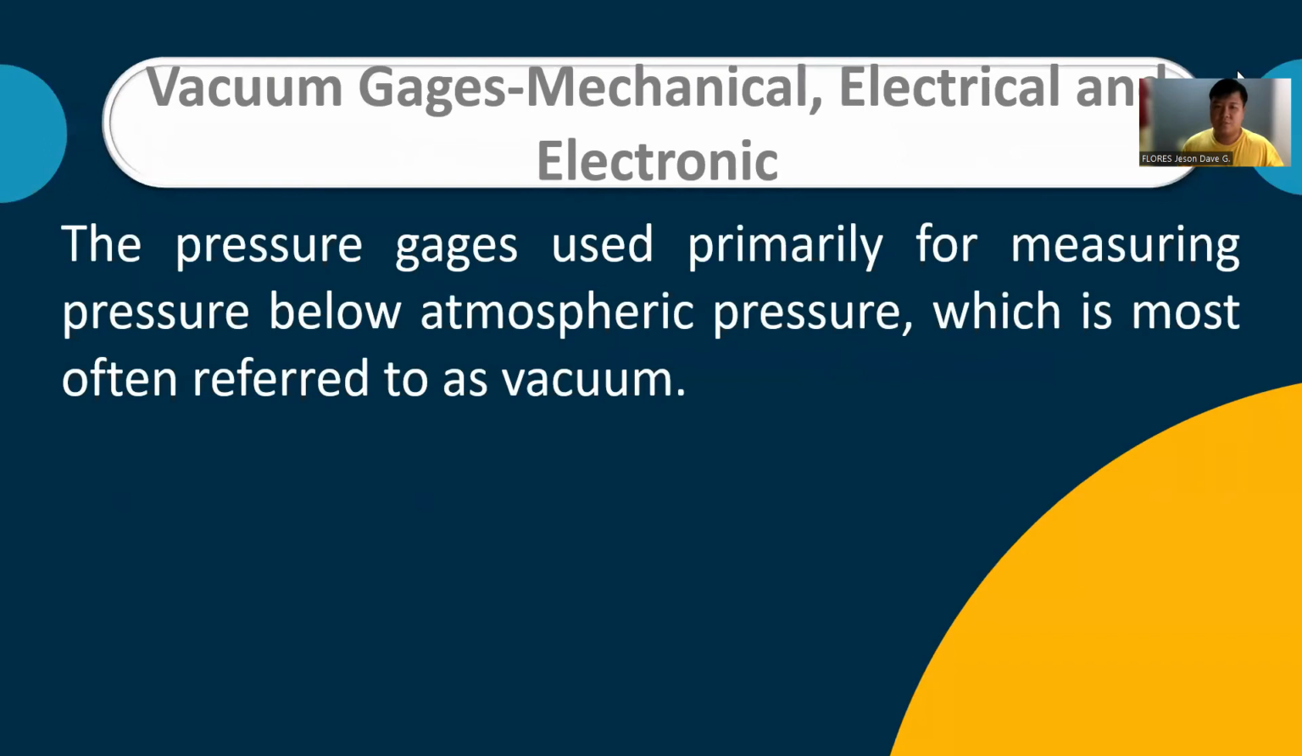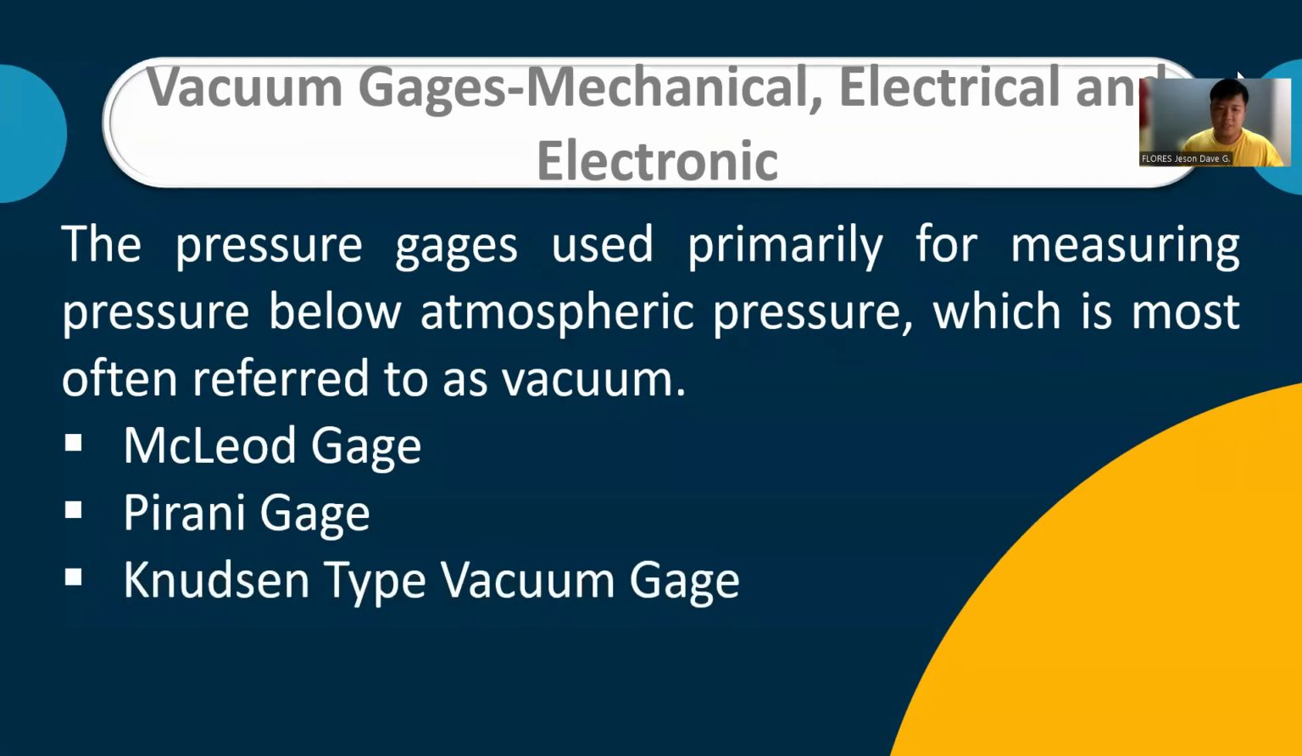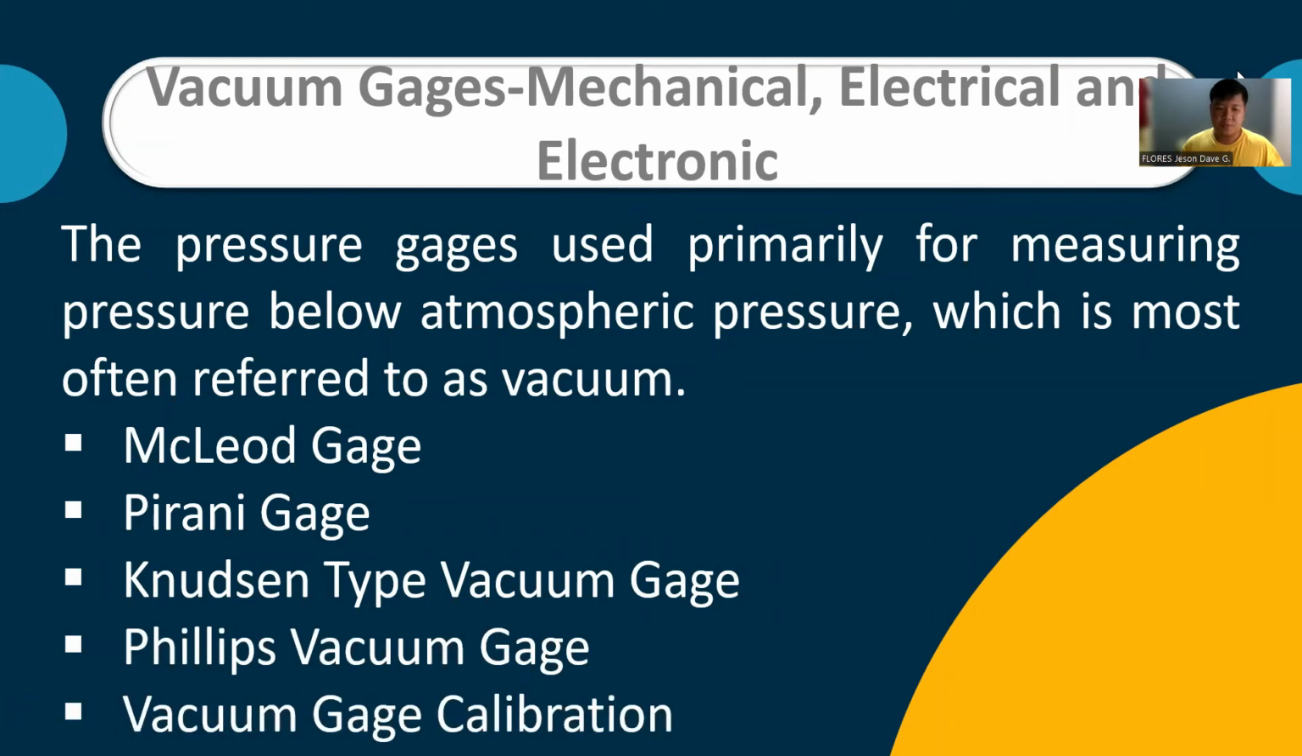Vacuum gauge: mechanical, electrical, and electronic. The pressure gauge is used primarily for measuring pressure below atmospheric pressure, which is most often referred to as vacuum. And here are the subtopics: Macleod gauge, Pirani gauge, Knudsen type vacuum gauge, Philips vacuum gauge, and vacuum gauge calibration.